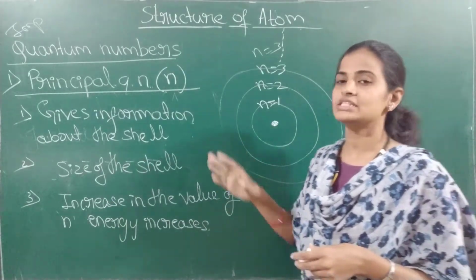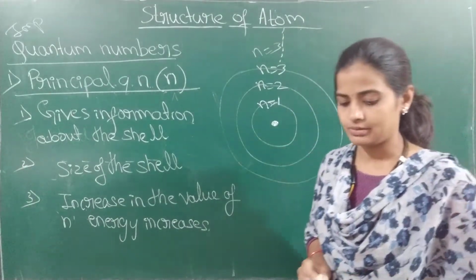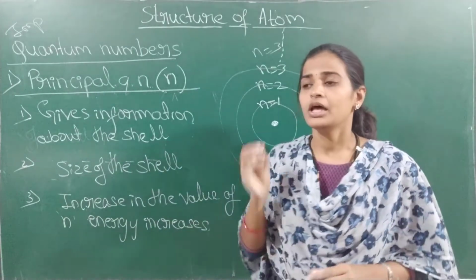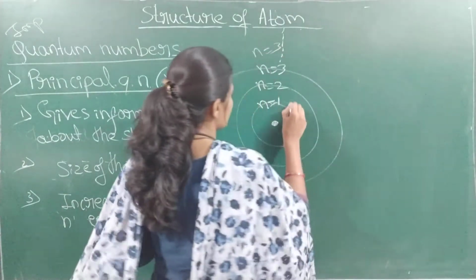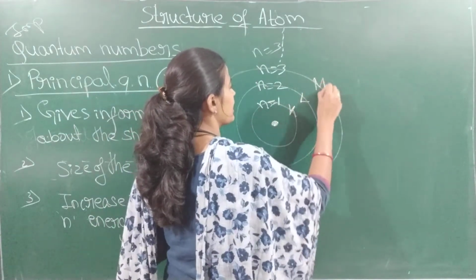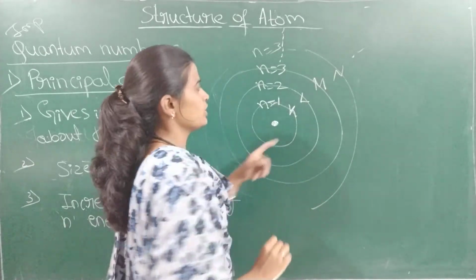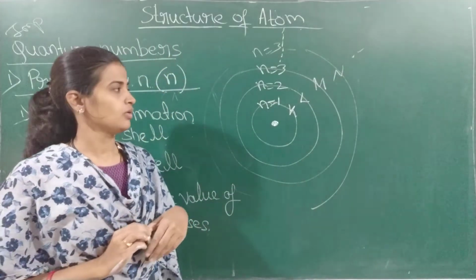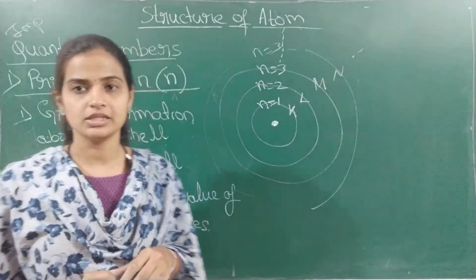The principal quantum number also gives information about the energy of the shell. It also gives information about the number of electrons present in the shell. The shells are K, L, M, N, and it continues, but we will study only up to N.